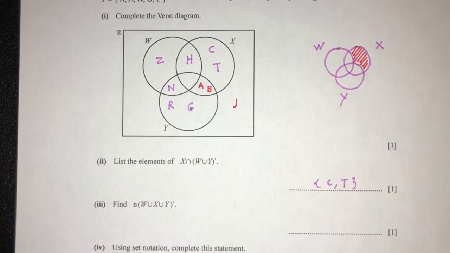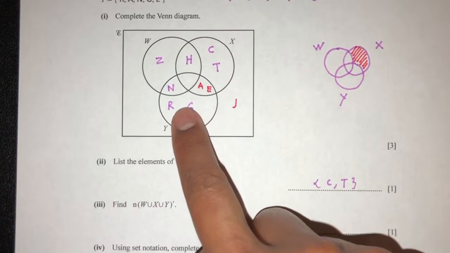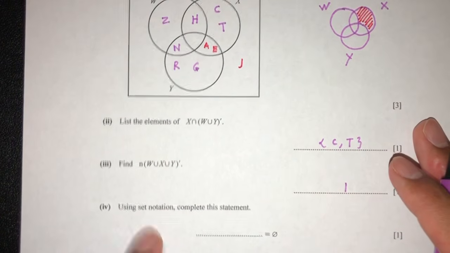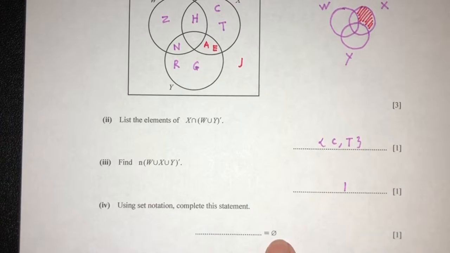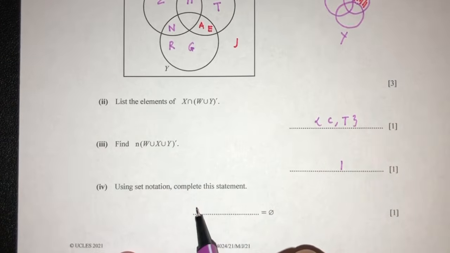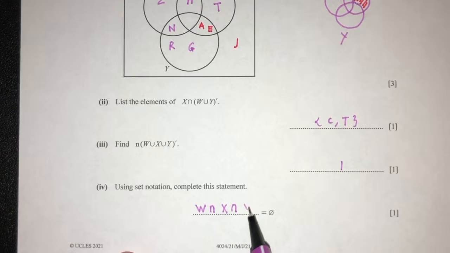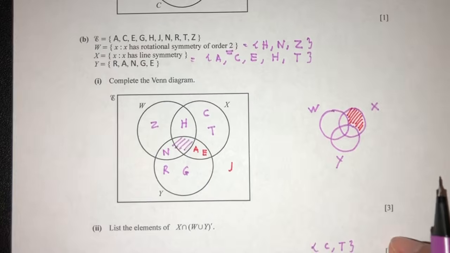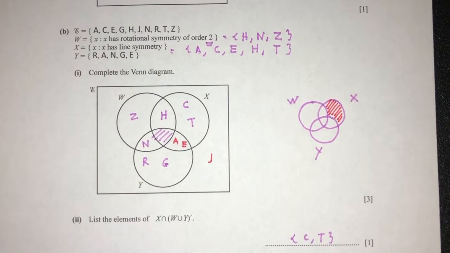Now for part 3, we have to find the elements, which is this one. So X union this, outside we have only J, number it is only 1. So only one element will be outside of the 3 sets. Now for part 4, use set notation to complete this statement, which is the empty set. Pretty easy. As you can see, this is empty here, so that is W intersecting X intersecting Y will be the empty set. As you can see here, we have nothing here, right? That's why we have to write this down. That is your question number 6.